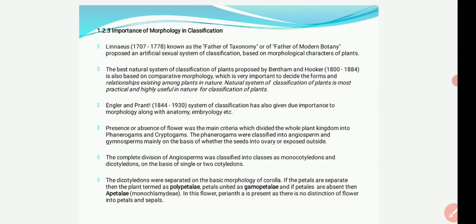The dicotyledons were separated on the basis of morphology of corolla. If petals are separate, then the plant is termed polypetalae. If petals are united, gamopetalae, and if petals are absent, then apetalae, or we can call them monochlamydeae. In this, the flower perianth is present as there is no distinction of flower into sepals and petals.